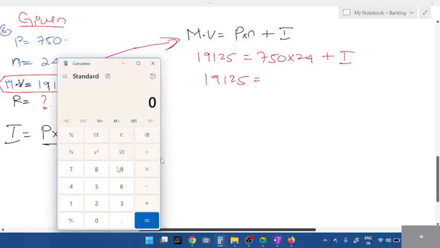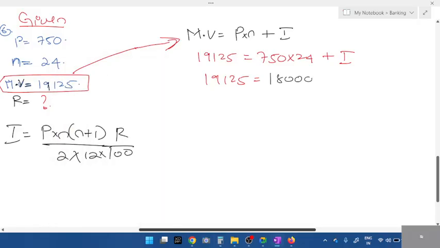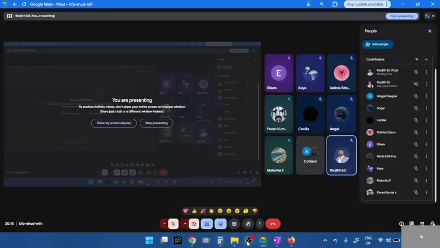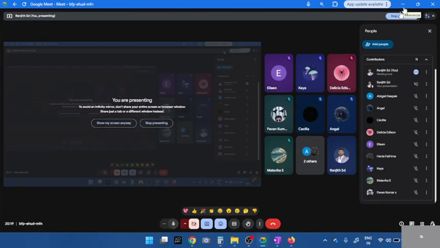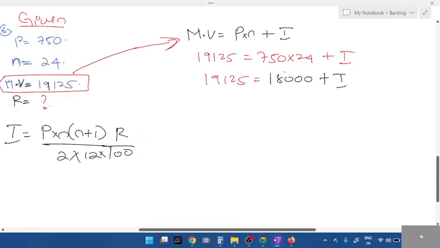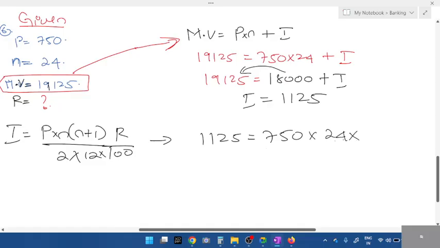750 into 24. Are all of you done or still doing it? 18,000. Okay, when you subtract, I is equal to 1,125, students. Now substitute in this formula. 1,125 is equal to principal is the same, rate is 24 multiplied by n plus 1.